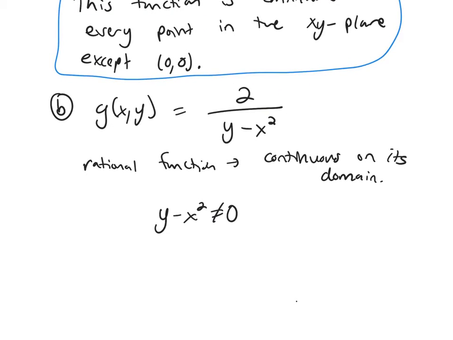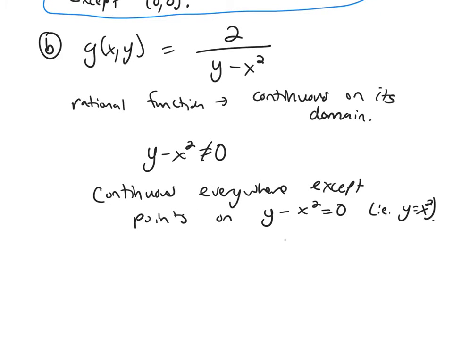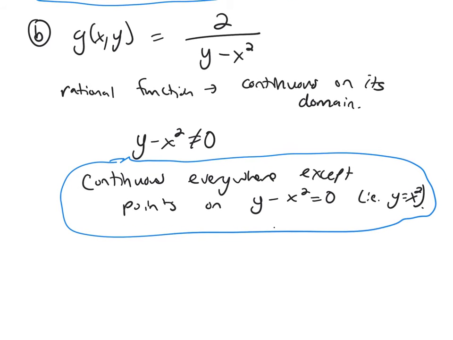So this function is continuous everywhere except points on y minus x squared equals 0, or you could say y equals x squared. So when it comes to these rational functions, if you're asked to discuss the continuity, all you need to do is look for its domain, and that'll tell you where it's continuous.